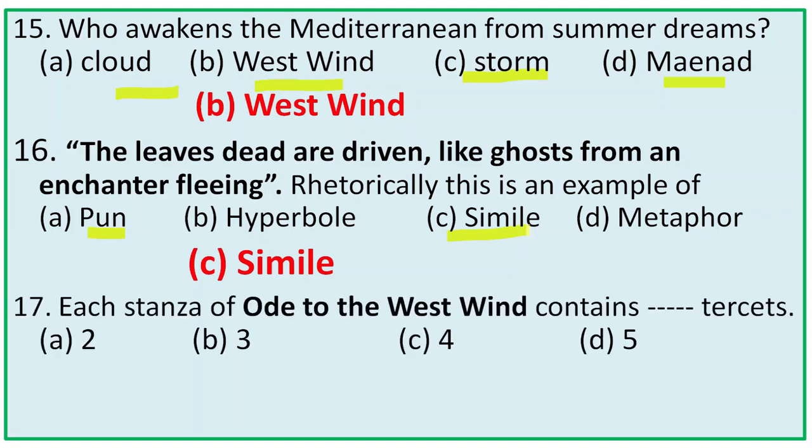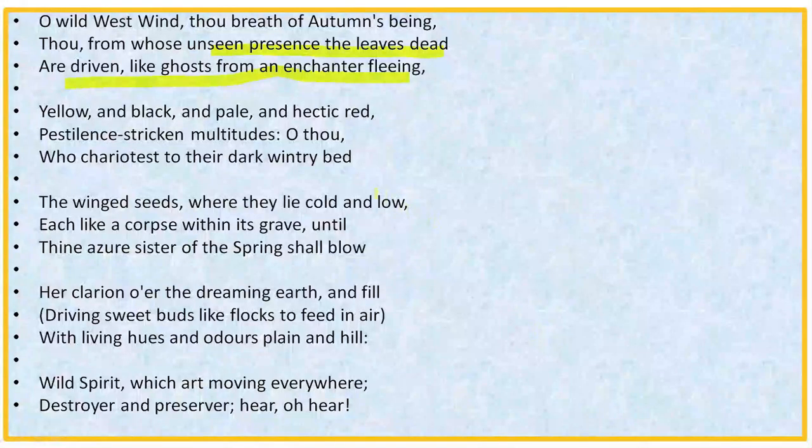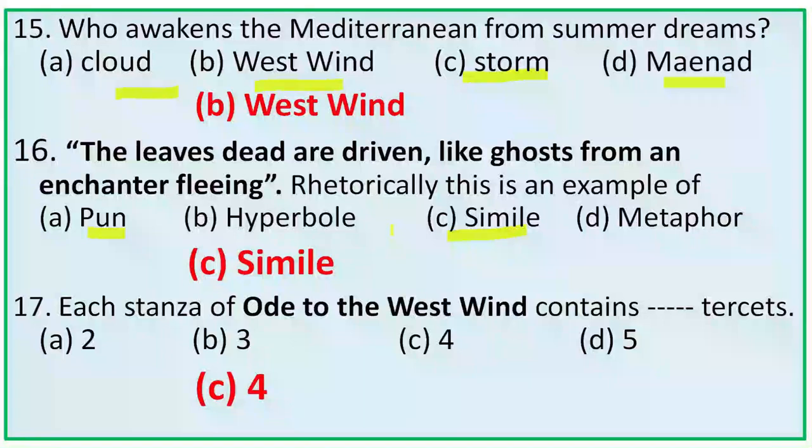Next, question number 17. Each stanza of Ode to the West Wind contains dash tercets. Ode to the West Wind has a total of 5 stanzas. Each stanza has 14 lines. That is, in every stanza there are 4 tercets and 1 couplet. Tercet means a combination of 3 lines. So, here in each stanza we find 4 tercets. So, the right option is C, 4 tercets.